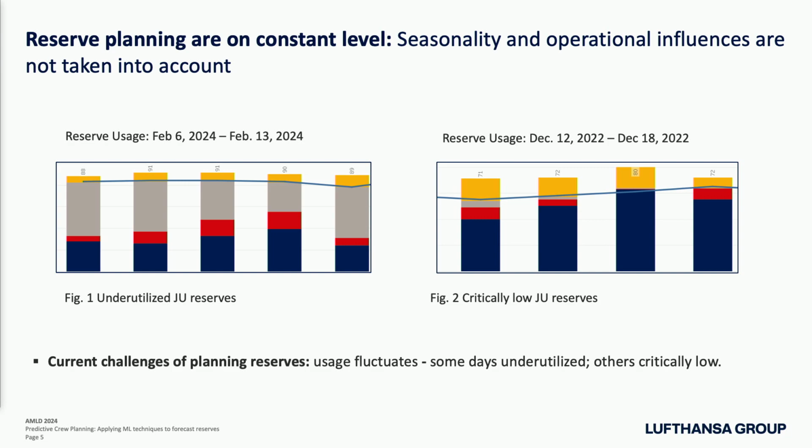The reserve planning before the solution is unfortunately on a constant level. So seasonality on absences, operational influences, and other factors are not really taken into account. The graphs that I'm showing you right now are the historical reserve usage, and I want you to focus on these gray bars. These gray bars represent the non-utilized reserves. Both are not really ideal situations because on the left side, we have too many reserves, and on the right side, we have a critically low number of reserves.